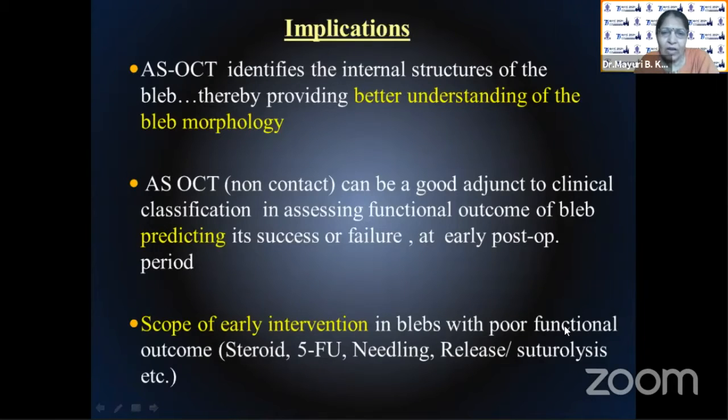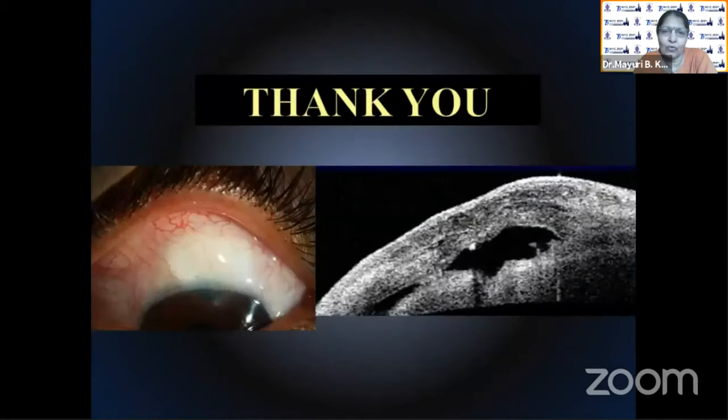It is a non-contact technique and can be a good adjunct to the clinical classification in assessing the functional outcome of the bleb. And there is scope for early intervention in the blebs with a poor functional outcome. You can enhance the steroid dose, 5-FU injection with needling can be done, and you can release your suture if you have any. Thank you very much.